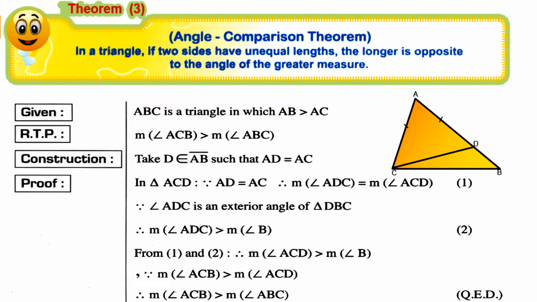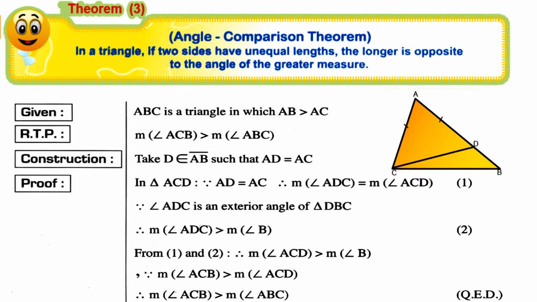Construction: take D belonging to AB such that AD equals AC. So our proof now, in triangle ACD. Look here, in triangle ACD, since AD equals AC, then the measure of angle ADC equals the measure of angle ACD. The two sides are equal, so the base angles are congruent, or equal in measure.